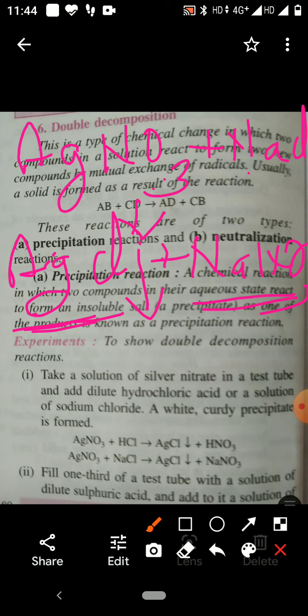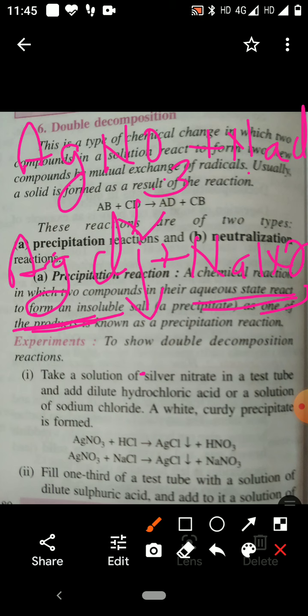So why is it called a precipitation reaction? Because in this reaction two compounds are present in the aqueous state. When they react by mutual exchange of radicals, they form one insoluble salt. So which one is the insoluble? That is called the precipitate. So one product is the precipitate. So a double decomposition reaction in which one product is a precipitate is called a precipitation reaction.